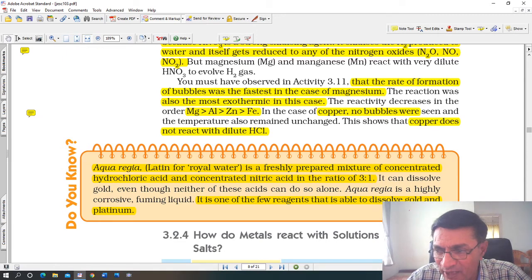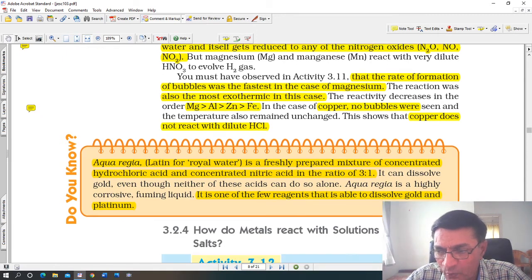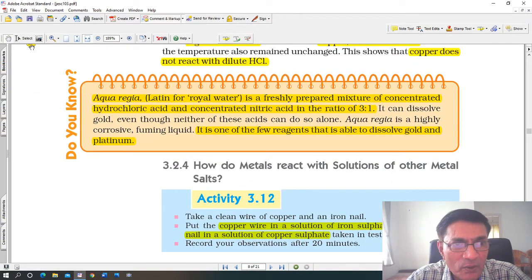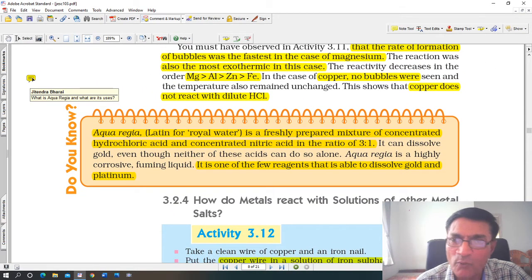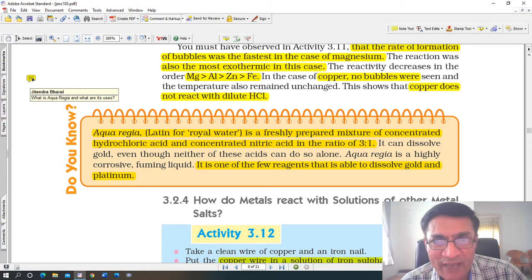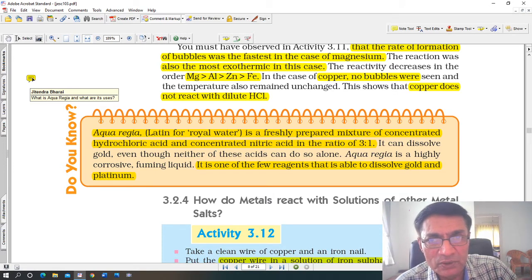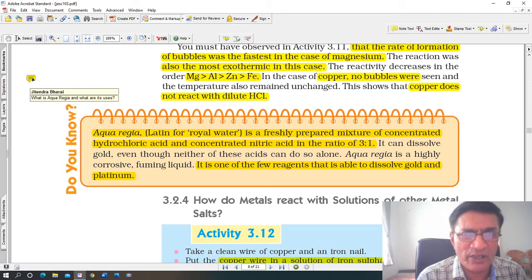Now what is aqua regia? This question is, what is aqua regia? Alright, the question here was, what is aqua regia and what are its uses? See, aqua regia is a very powerful compound, and therefore you got to be careful. It's a powerful mixture actually. It's not even a compound. It's a mixture of two acids, concentrated acids.